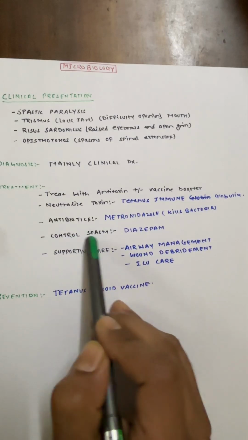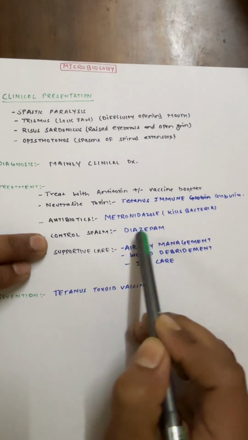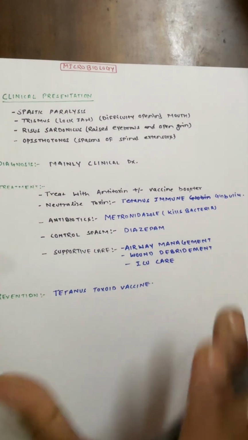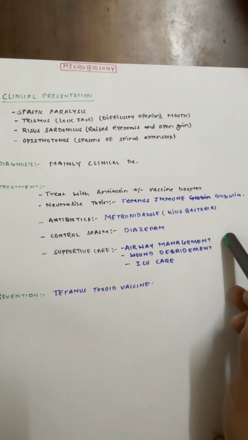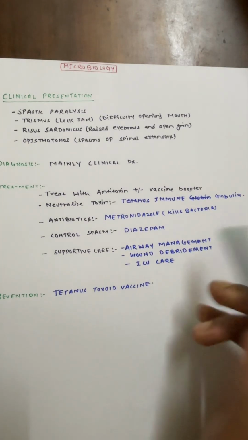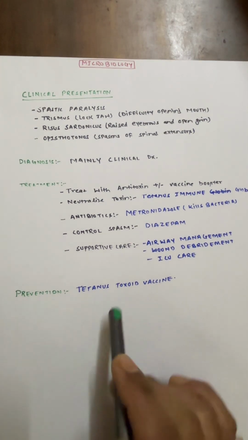Now we all know that there is spastic paralysis, that spasm is there. So to control the spasm we give diazepam from the benzodiazepine group. Now we also need to give some supportive care, like airway management, wound debridement and ICU care. And if someone needs prevention, for prevention we give tetanus toxoid vaccine.